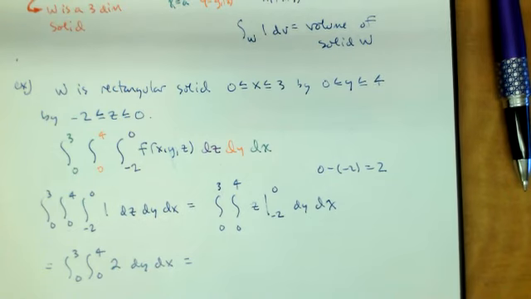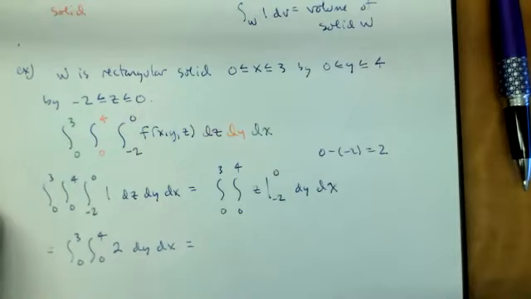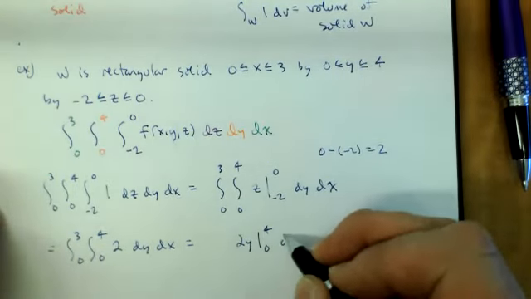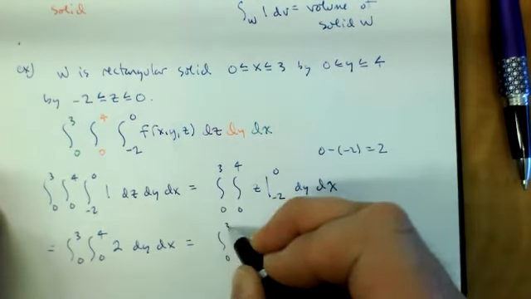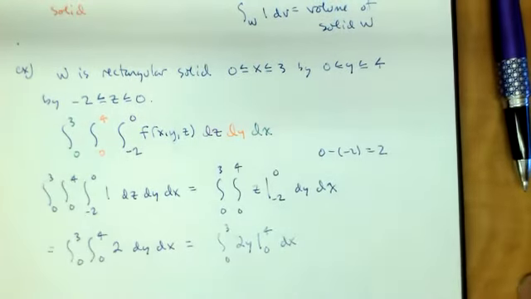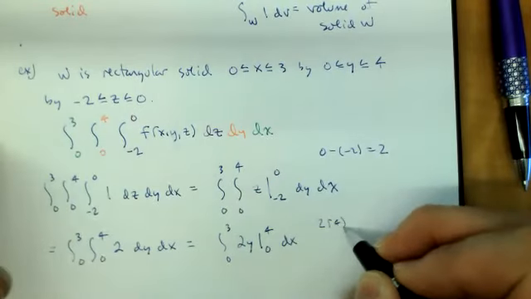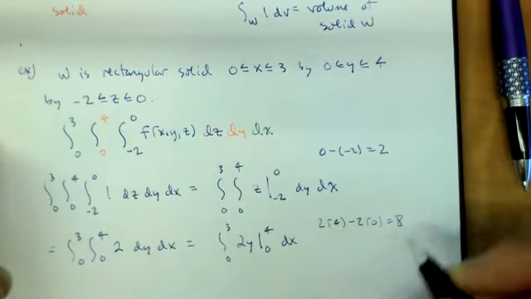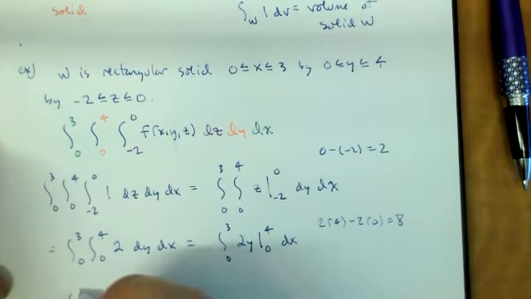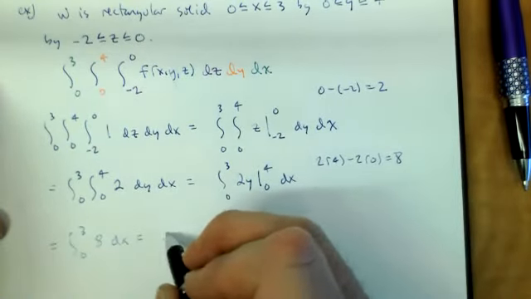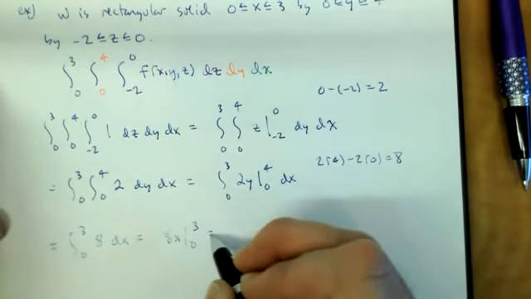But if we integrate 2 dy, we end up with 2y evaluated from 0 to 4. And we still have the dx integral to go. So here we got 2 times 4 minus 2 times 0, which will give us 8, and that'll give us our last integral from 0 to 3 of 8 dx. The integral of 8 dx is just 8x evaluated from 0 to 3.